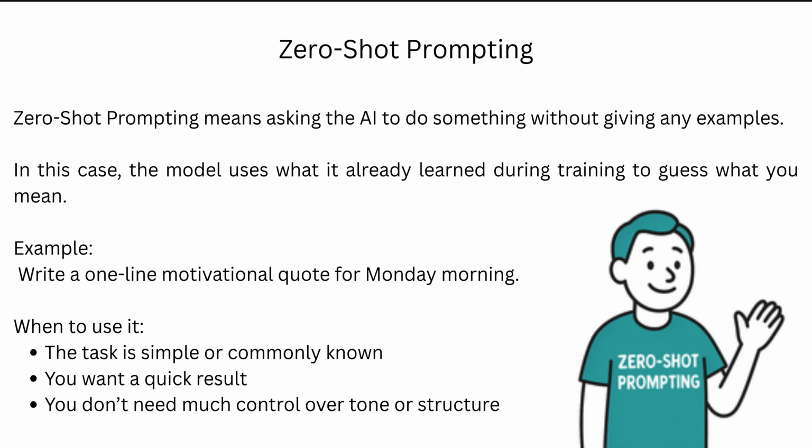So for example, write a one-line motivational quote for Monday morning. You are giving the AI a task, but you are not giving it any examples. You just assume it knows what you mean based on how it was trained. That's zero shot, the straight instruction. It works well for simple tasks like writing emails, summaries, tweets, lists. But if the task is quite unusual or is tricky, you will need something stronger.